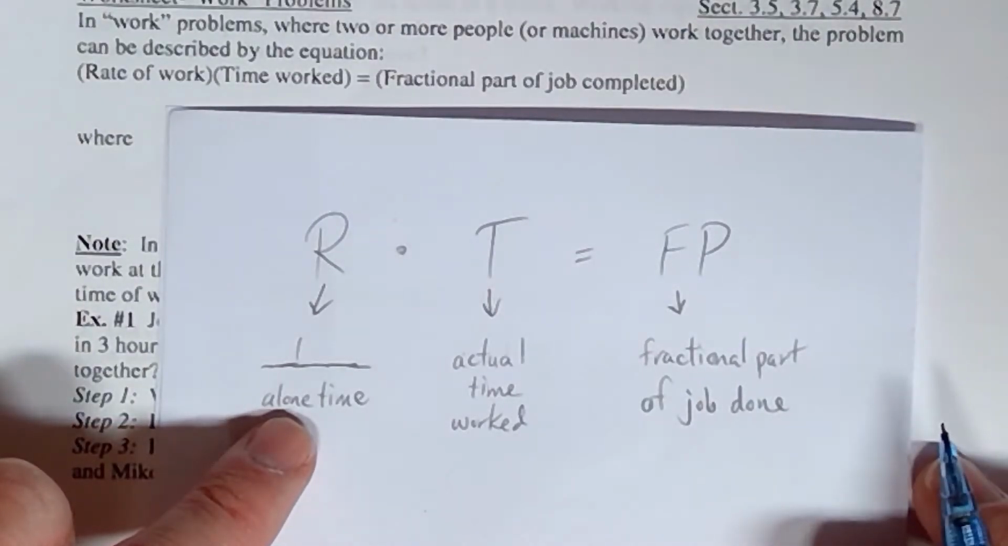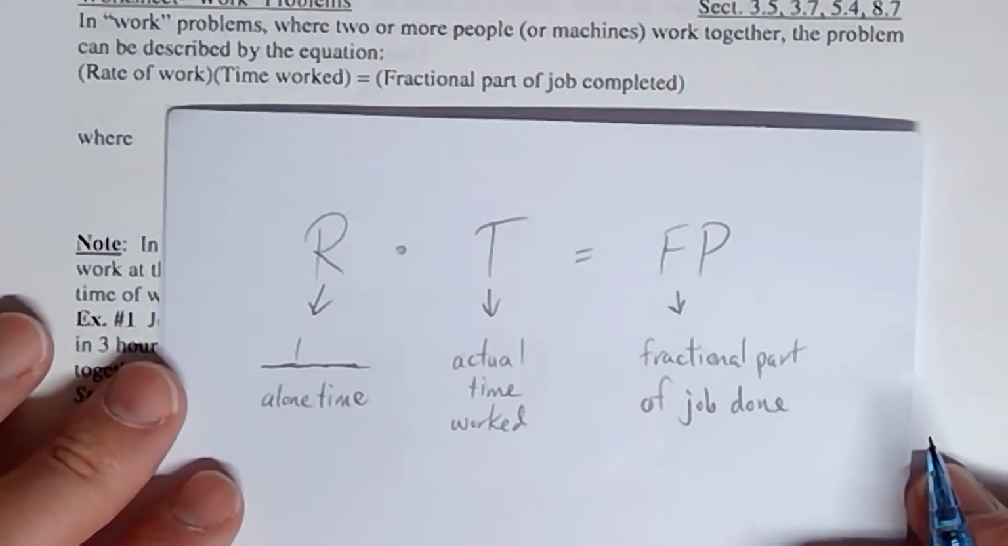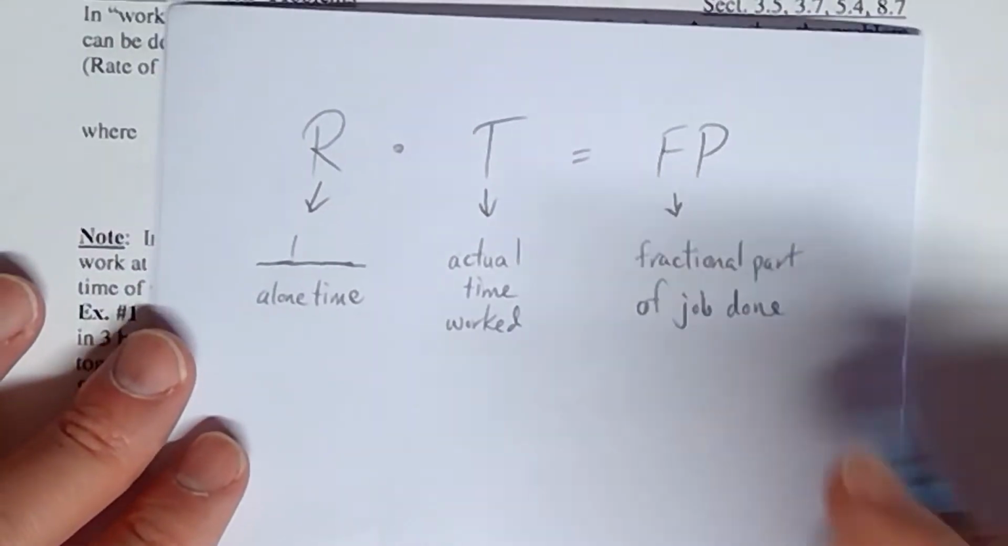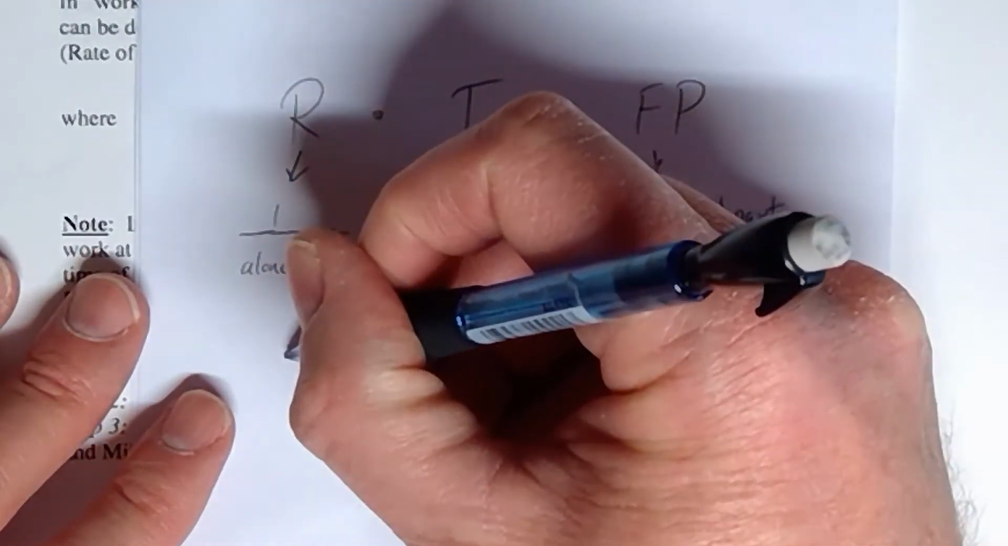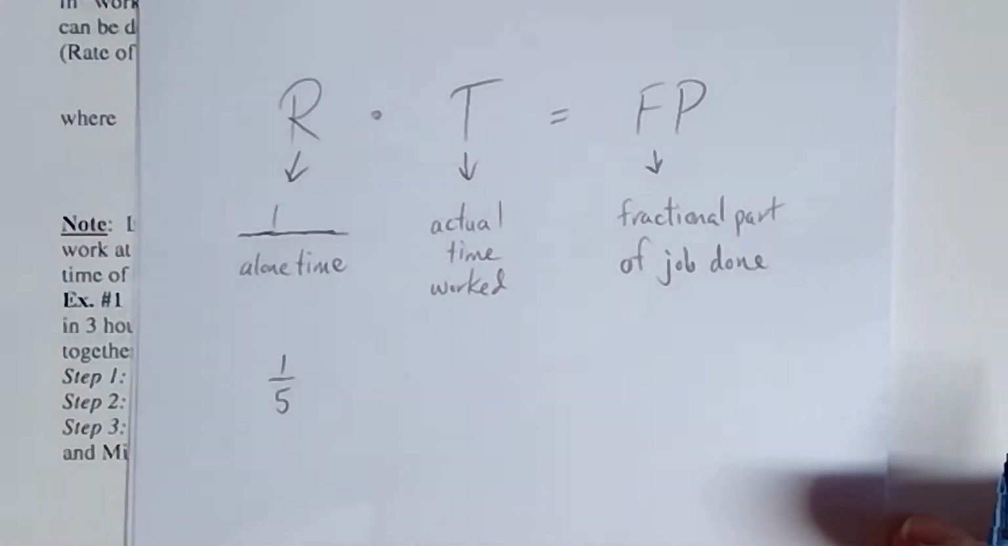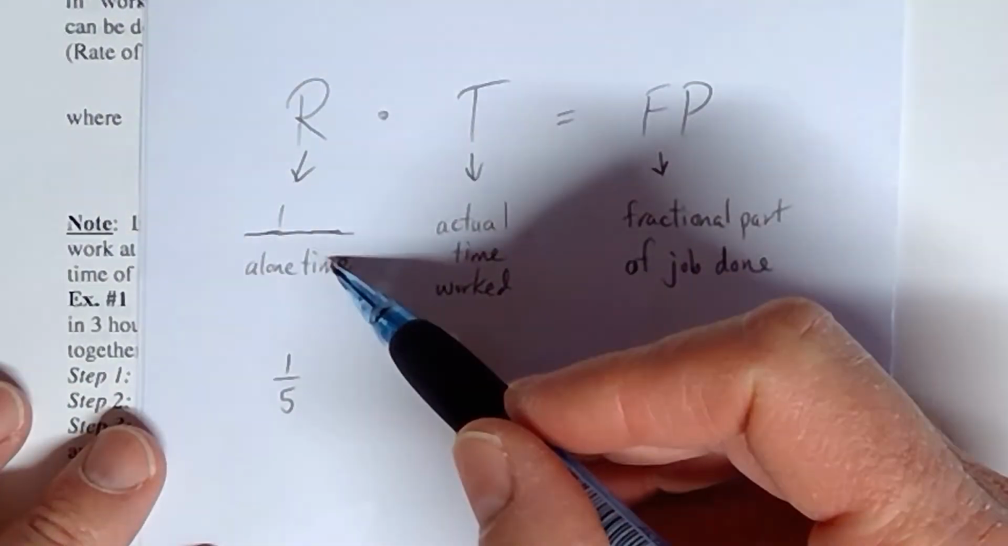Okay, so if you can paint a particular house in 5 hours, then that means that your rate of work, the R, is going to be 1/5. It's not 5, you guys. Very important. It's 1 over whatever your alone time is.